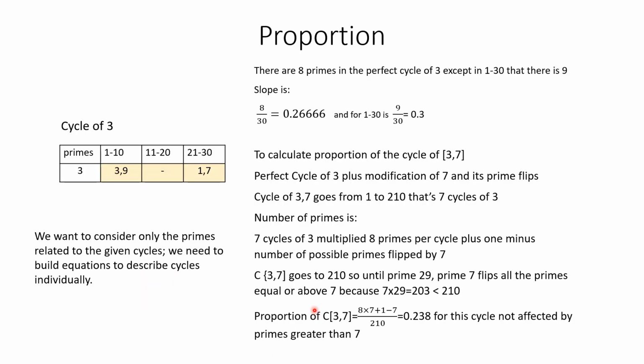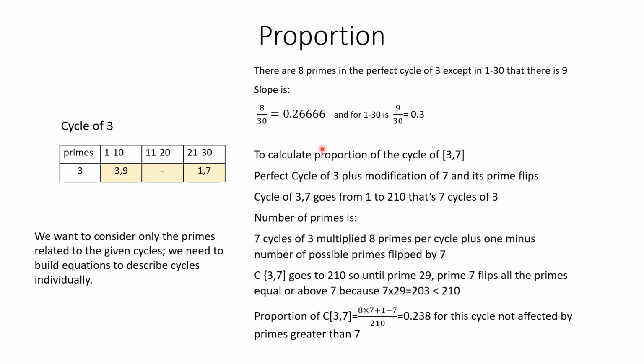We have to calculate the symmetric prime cycles by their own characteristics, without being affected by other primes. For example, the cycle of 3 has a proportion of 8 divided by 30, 0.2666.